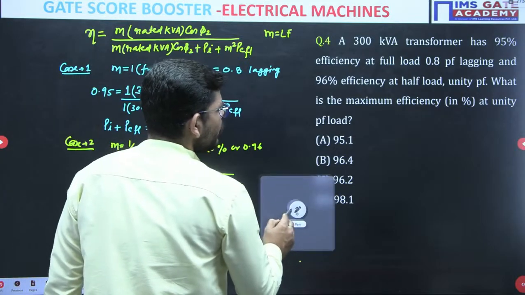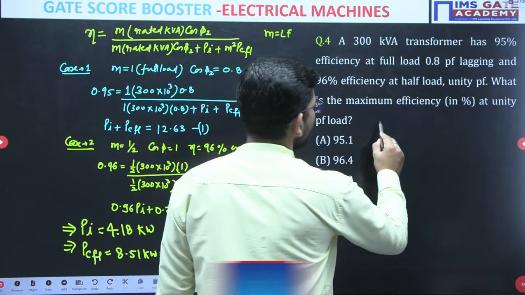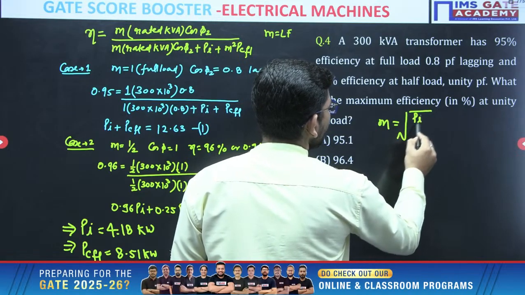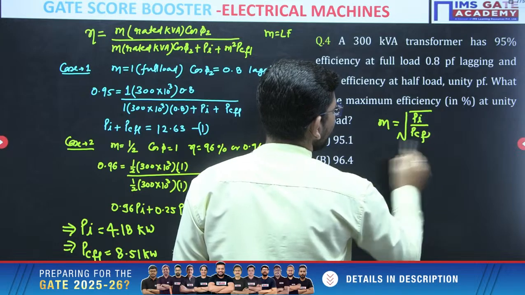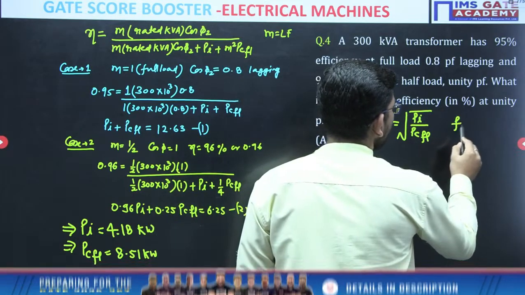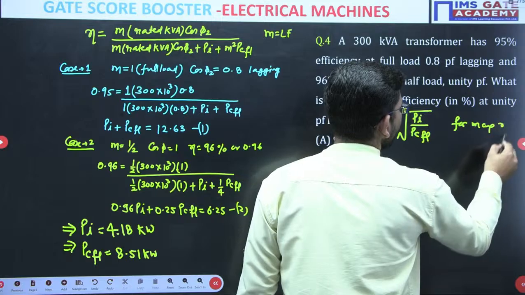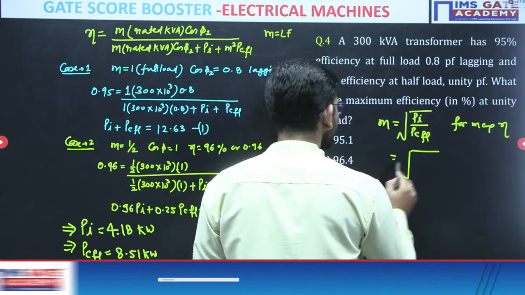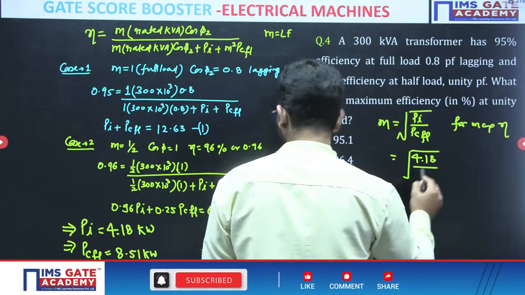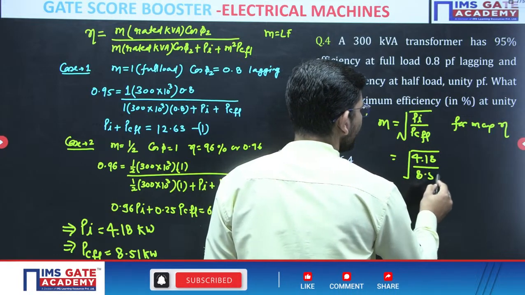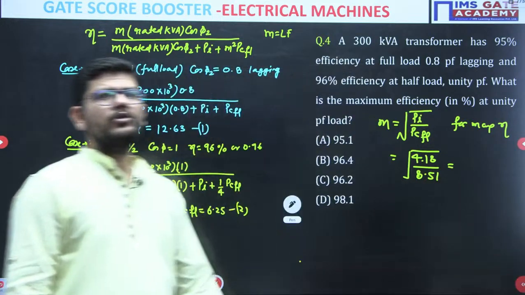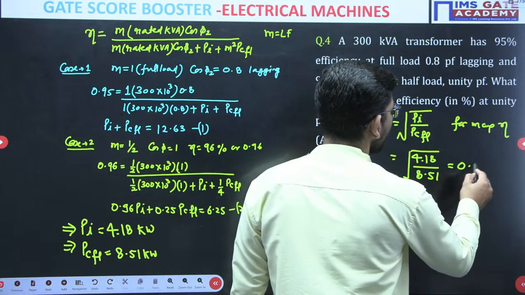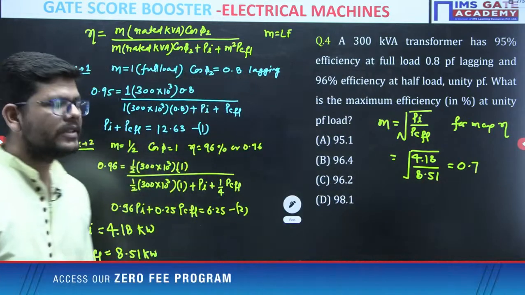So what is going to be the new load factor now? We have to calculate M first of all, and M will be the square root of Pi over PCFL, okay, for maximum efficiency, right? So what is Pi? It is 4.18, and what is PCFL? It is 8.51, okay? So when you solve it, you will get the value of M, and that will be 0.7. Correct, that will be 0.7.